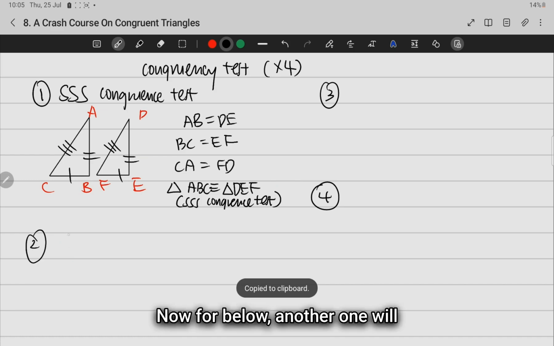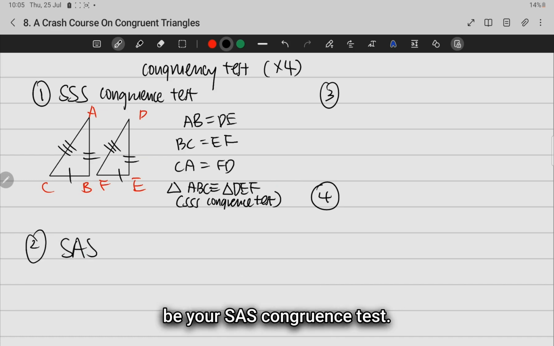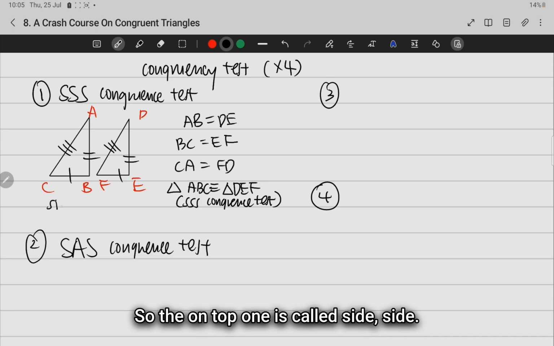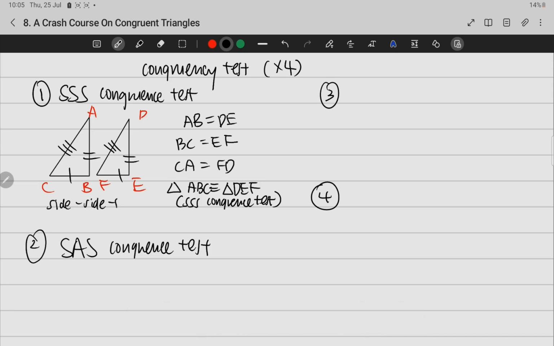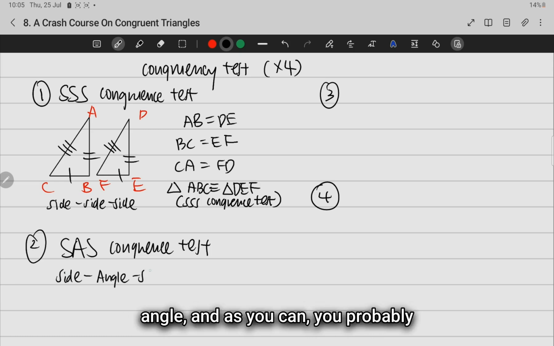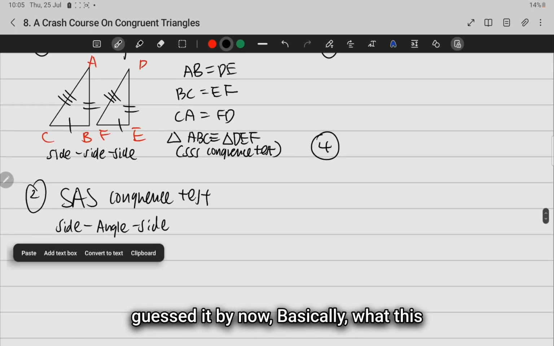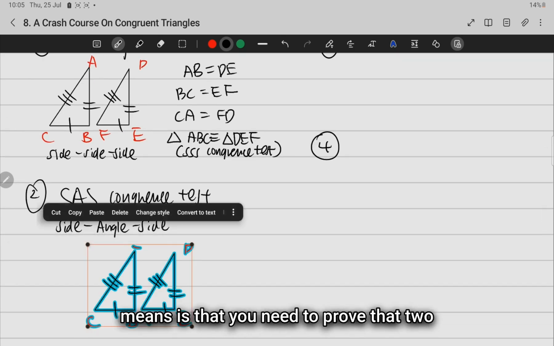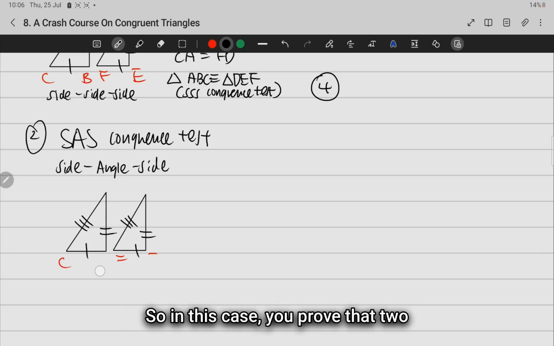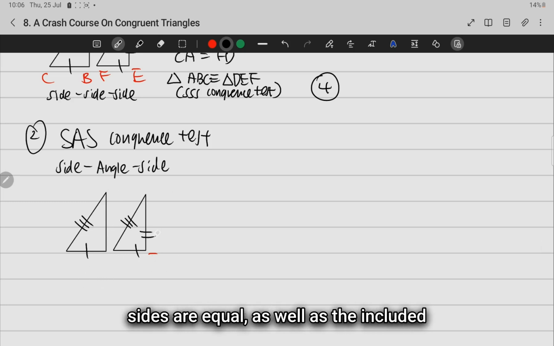Now for below, another one will be your SAS Congruence Test. So the top one is called side, side, side. Now the bottom one will be called side, angle, side. And as you probably guessed by now, basically what this means is that you need to prove that two sides and the included angle are equal. Just like that.